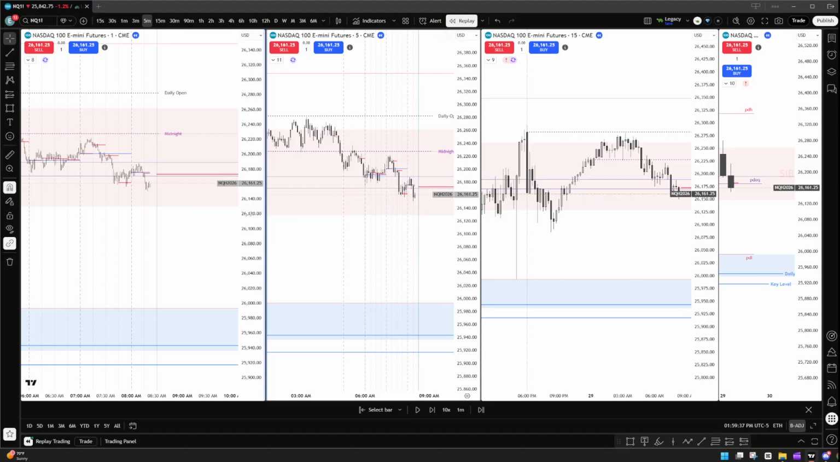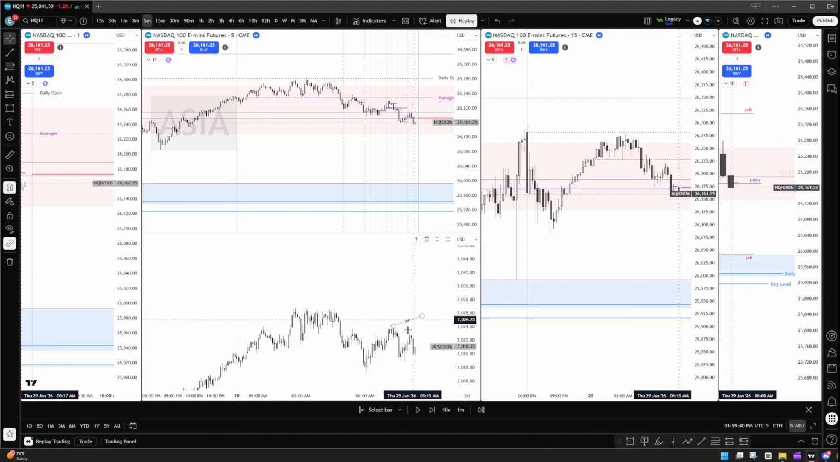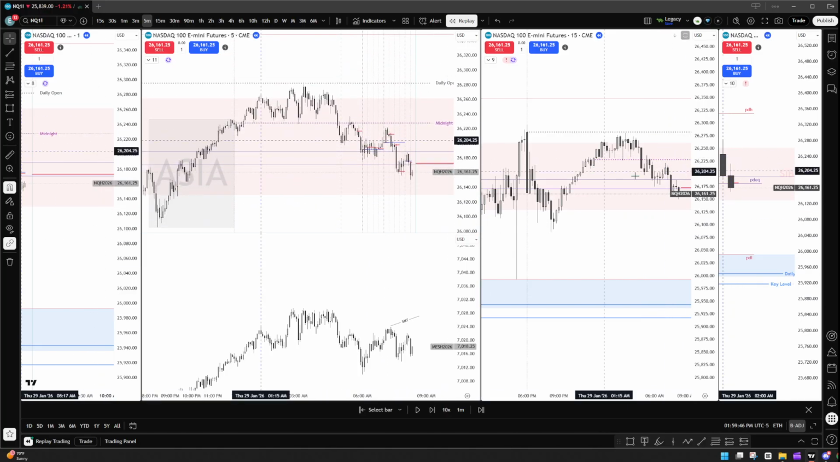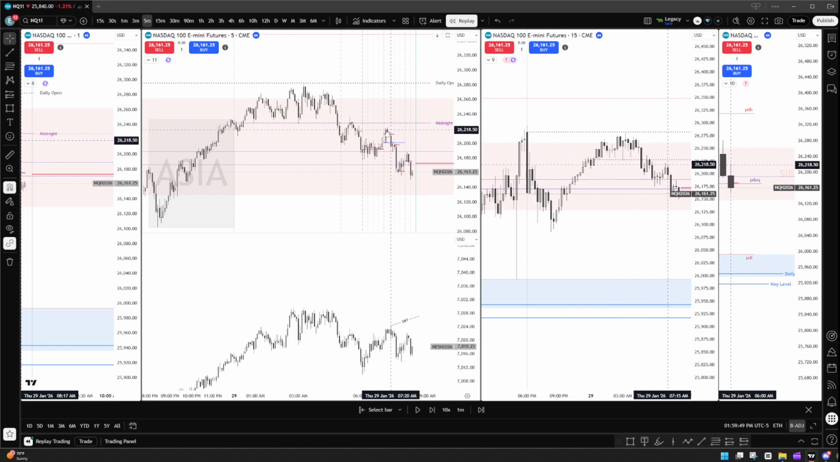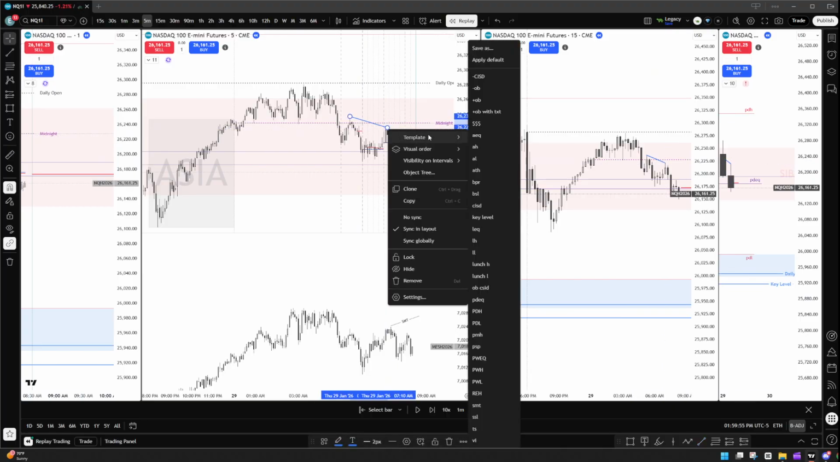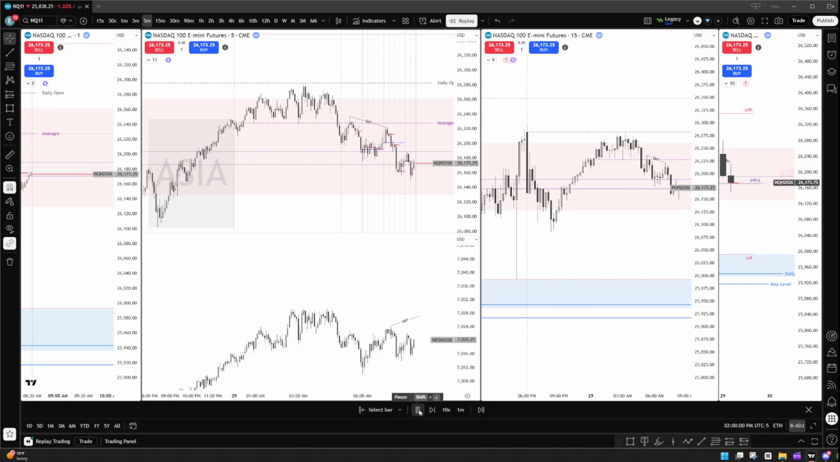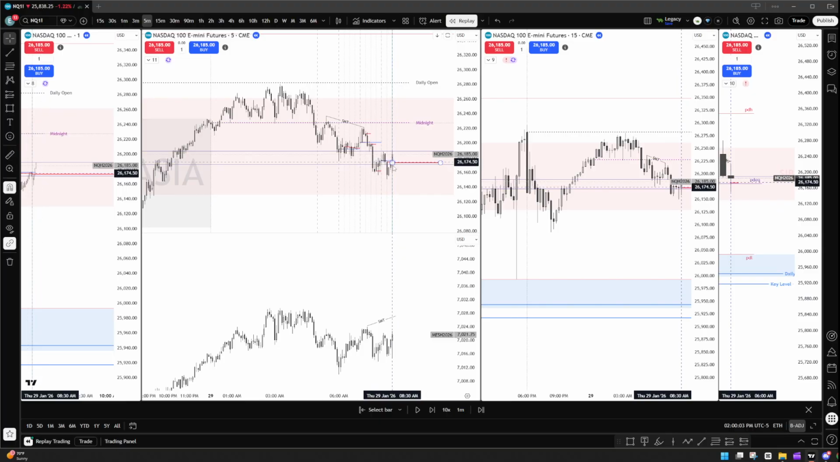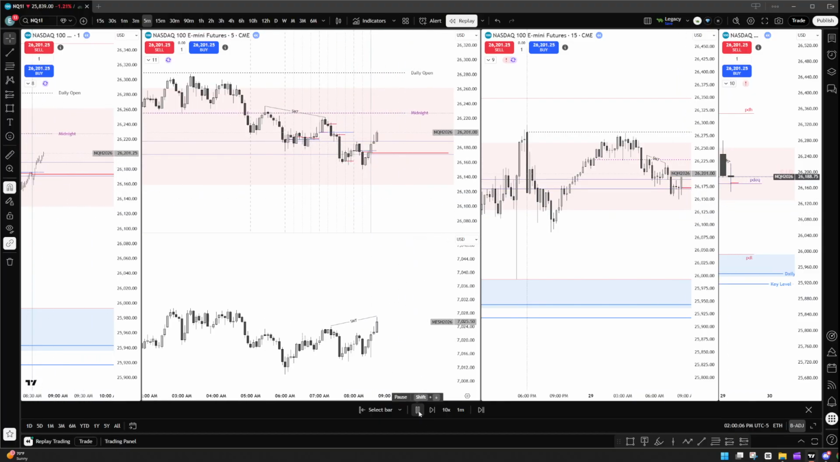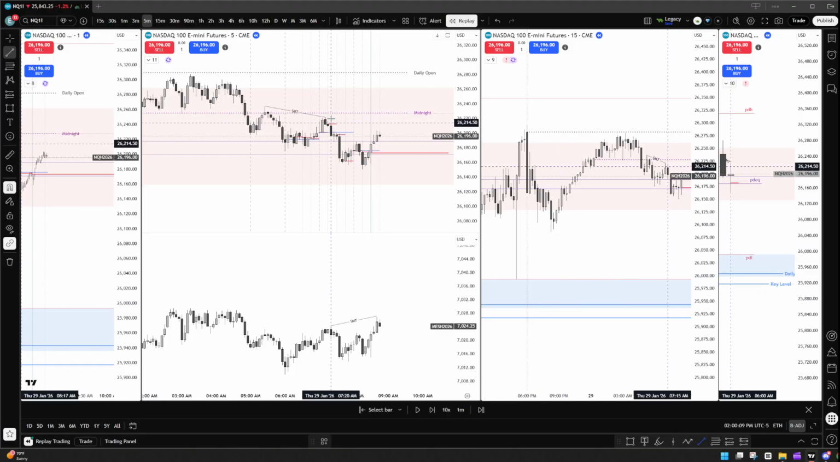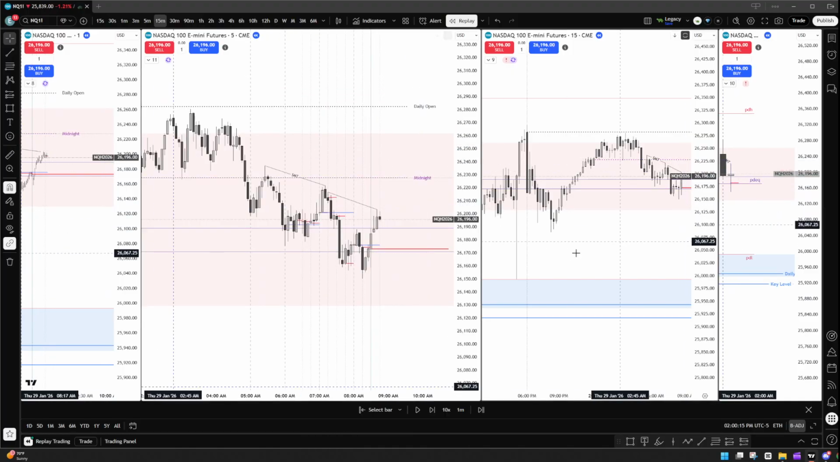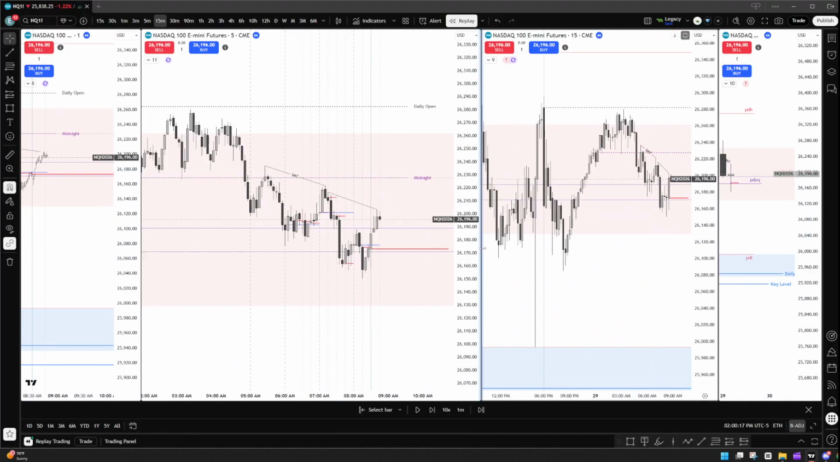The first thing I want to pay attention to is that we had SMT prior to coming into this morning. We had SMT here. And then we end up creating another SMT here, and another SMT here at 8:30. Now, why is that important?